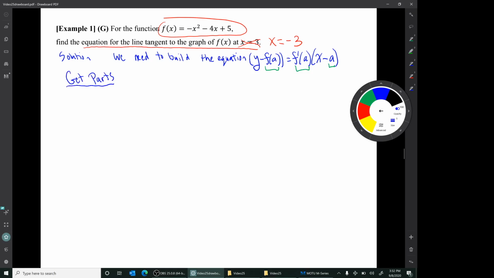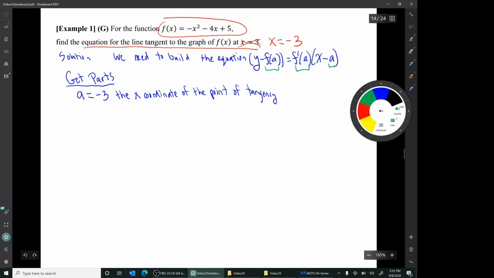So what is A? Well, remember in this equation, the letter A is the x-coordinate of the known point. Well, we have a known point. Its x-coordinate is x equals minus 3. That's the x-coordinate of the point of tangency. So our value of A is A equals minus 3. So that's one of those three parts that we need to populate that equation.